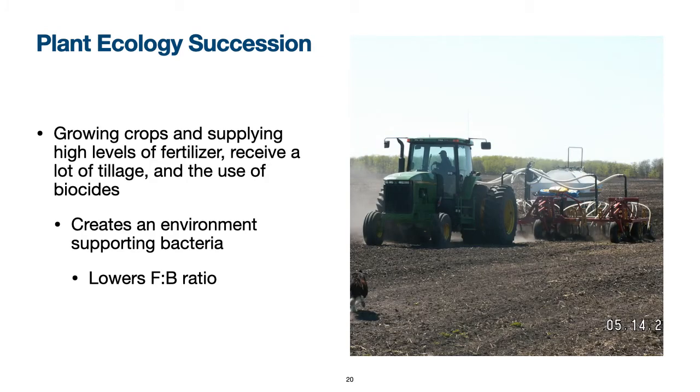Growing crops and supplying high levels of fertilizer, given that you're going to be doing a lot of tillage also, and the use of a lot of biocides in your management, will create an environment supporting bacteria, so a low fungal to bacteria ratio. One of the ways to look at it is a bacterial dominant soil is going to be addicted to inputs. So once again, we want to get away from inputs. We have to build that fungi in that soil.